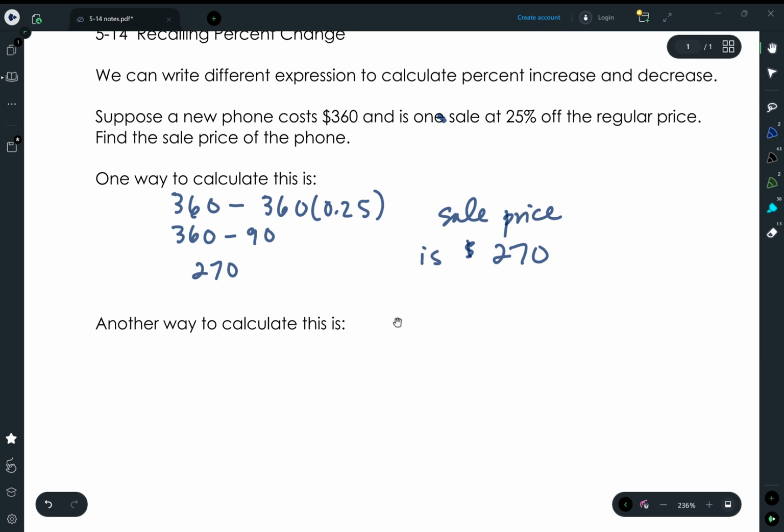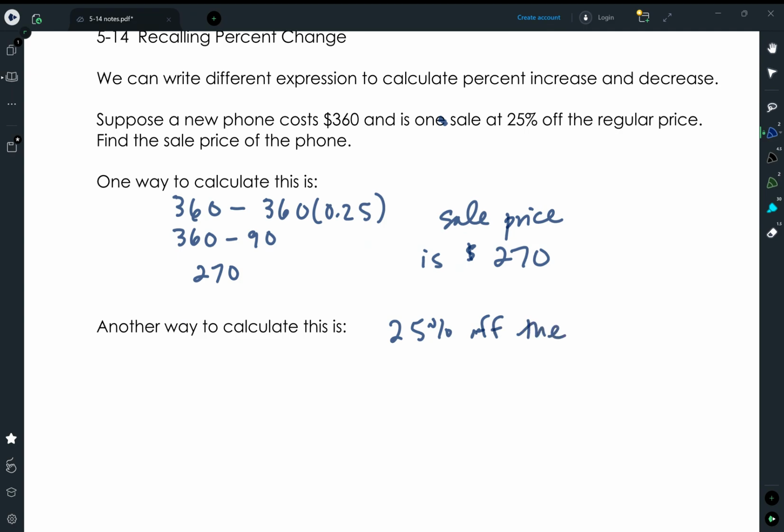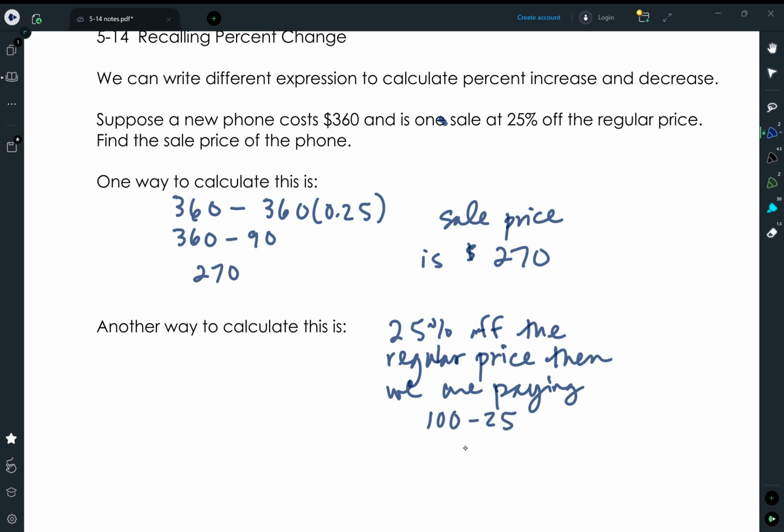So the idea is that if this is 25% off the regular price, then we are paying... The price of the phone, the $360, that's 100%. So we are paying 100 minus 25, or 75% of the cost, or of the original price.